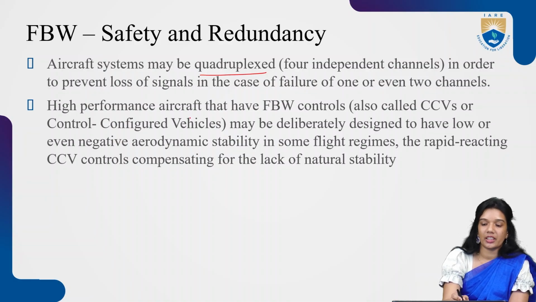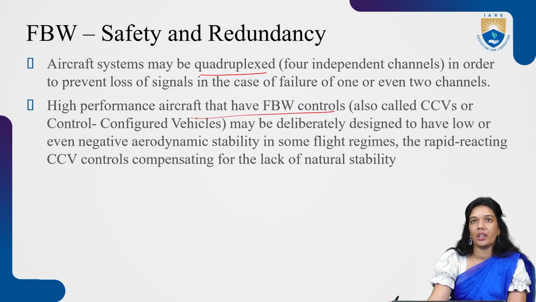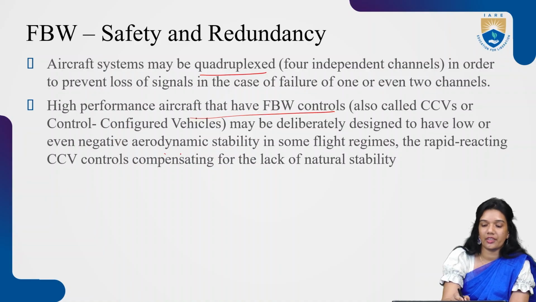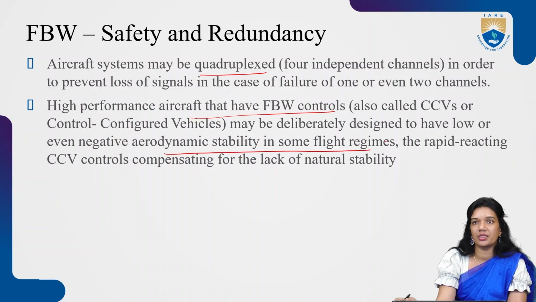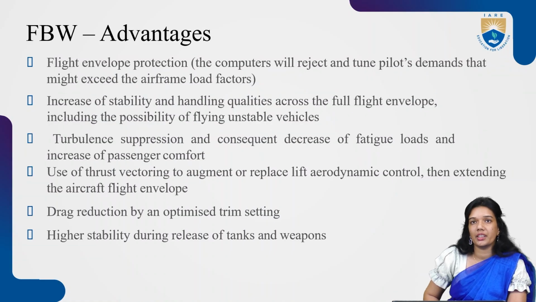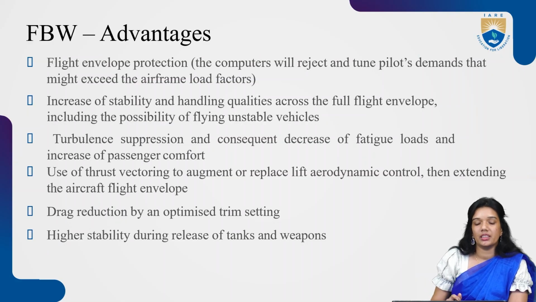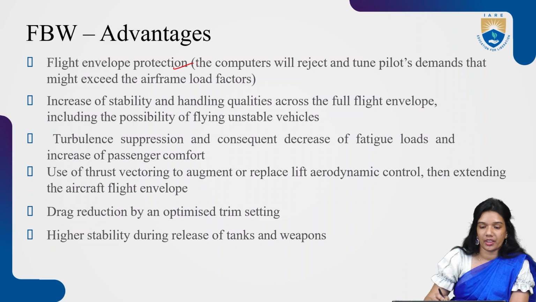So the high performance aircrafts that have fly-by-wire controls are also called control configured vehicles, right? These are going to be designed to have a low or even negative aerodynamic stability in some flight regimes, right? Now coming to the advantages of fly-by-wire over mechanical, there is the flight envelope protection, right?